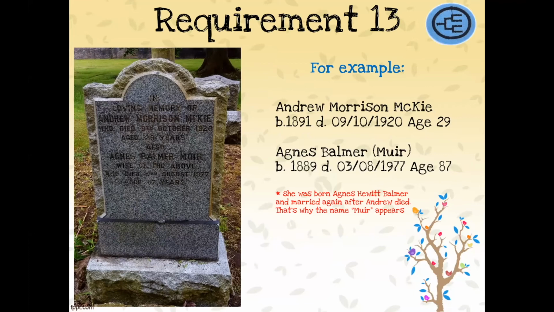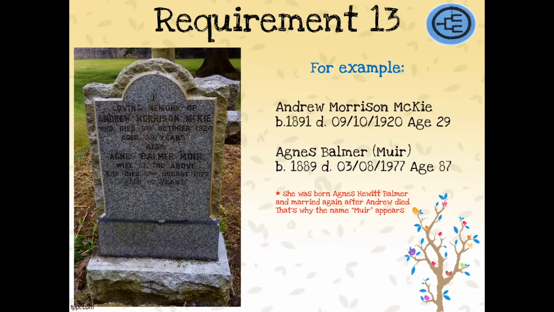I can tell from this headstone that his name was Andrew Morrison Mackay. I can tell from the headstone that he died on the 9th of October 1920 and aged 29. So pretty much by working it out, if he was 29 in 1920, then he would have been born in 1891. And I can confirm that he actually was born in 1891.